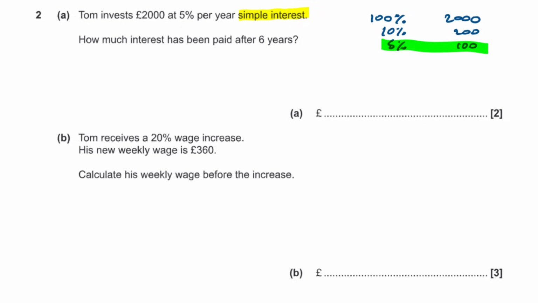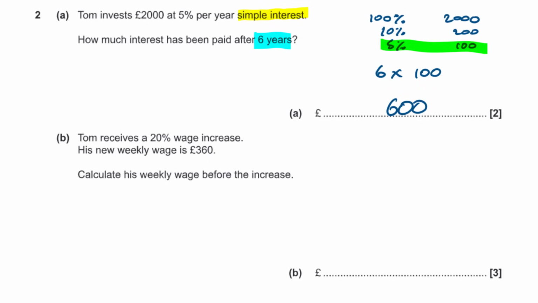Now we're going to apply that 5% interest 6 times over because we've got 6 years to do it. So how much interest has been paid after 6 years is just going to be 6 lots of £100, which is £600. Part B says Tom receives a 20% wage increase. His new weekly wage is £360. Calculate his weekly wage before the increase.